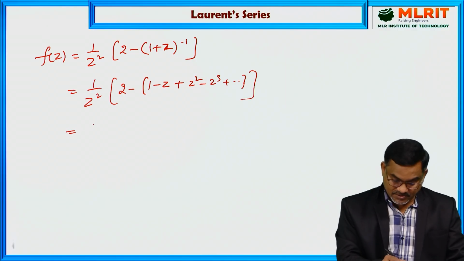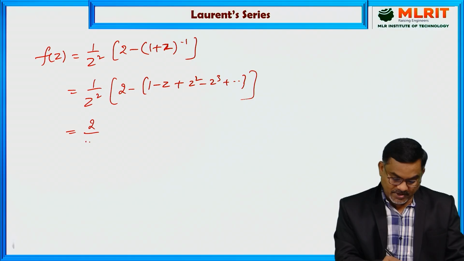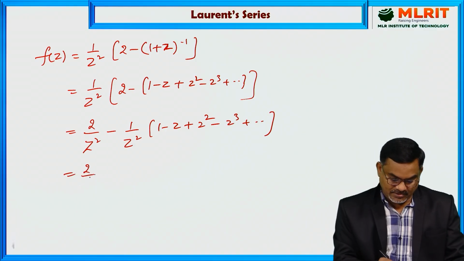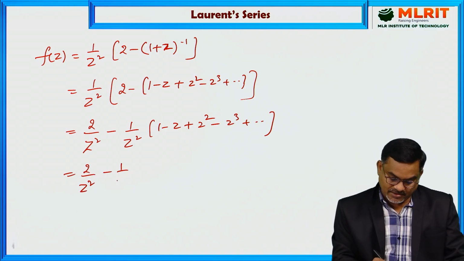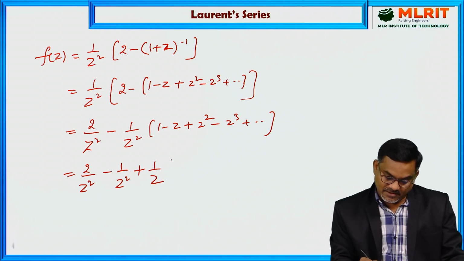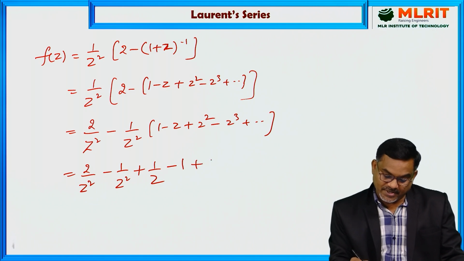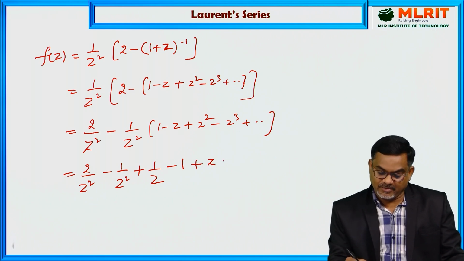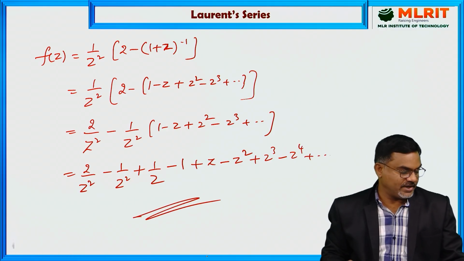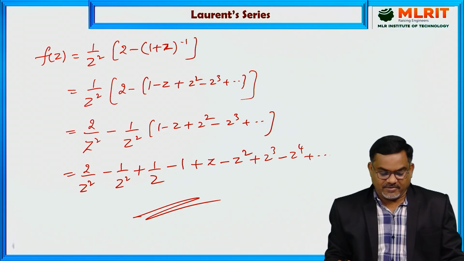So this is 2 by z square minus 1 by z square into 1 minus z plus z square minus z cube and so on. So finally the expansion is minus 1 by z square plus 1 by z minus 1 plus z. The next term will be minus z power 4. So z square, next plus z cube minus z power 4 plus and so on. So which is the required Laurent series expansion of the given function.